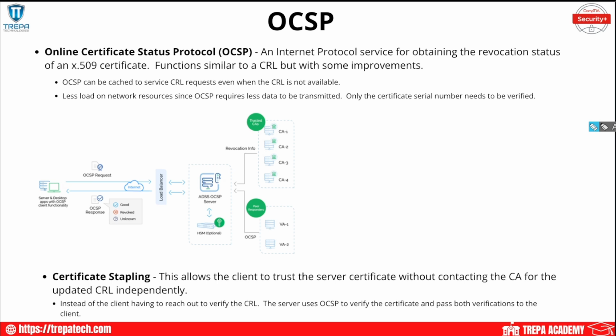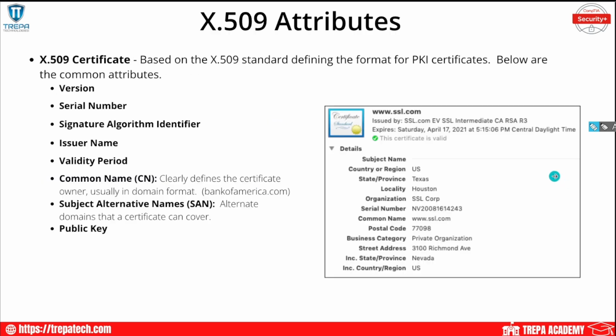So it's quicker. It uses something called stapling. This allows the client to trust the server certificate without contacting the CA for the updated CRL independently. So a lot quicker, okay?